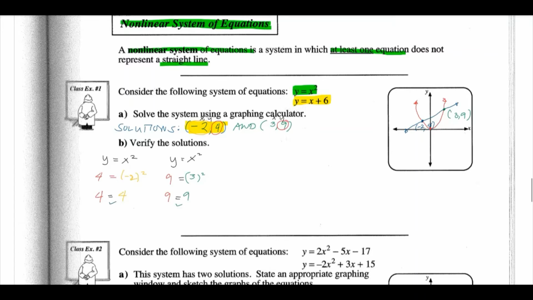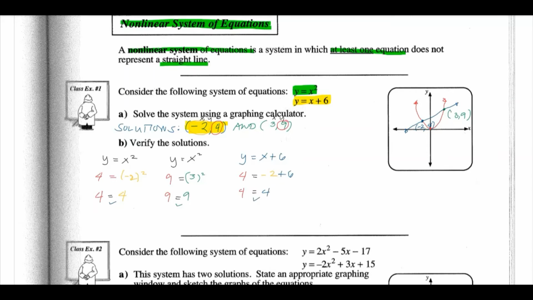We also need to check whether these points, (-2, 4) and (3, 9), are solutions to the linear equation. The linear equation is y equals x plus 6. Again, I'm going to use the first point, (-2, 4). I substitute the value of y, which is 4, and that is equal to the value of x, which is -2, plus 6. You can see this is 4, and that is equivalent to 4.